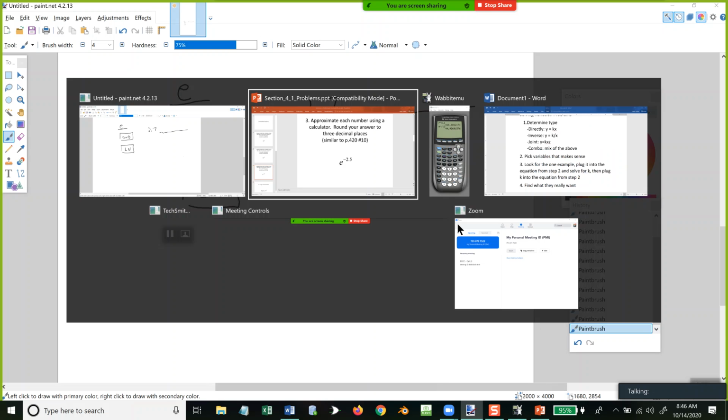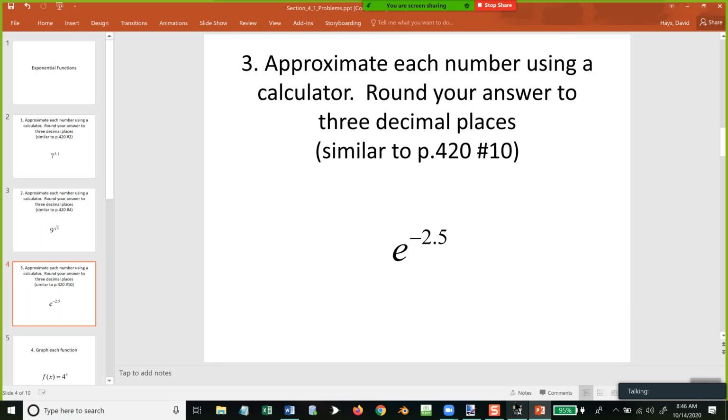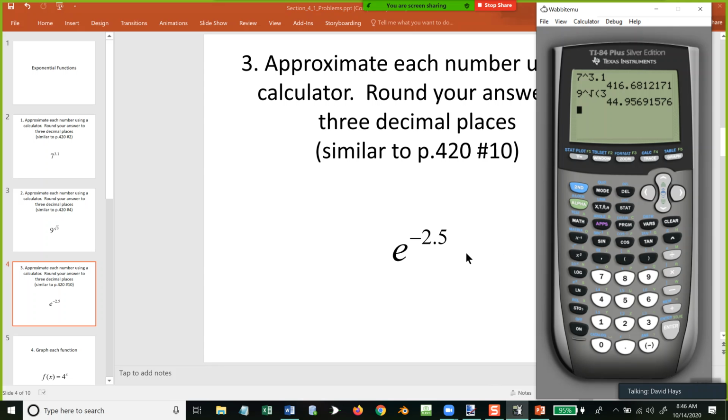So, e to the negative 2.5 power. I'll do my second button and then push the ln. ln is down here in the bottom left. When I do that, it puts an e caret and beginning parenthesis. If you do second divide, I think it is, you just get e. It doesn't put the caret on there. Well, you almost always want to do the caret. And then I put in negative 2.5 and press enter. And rounded to 3 decimal places, our answer would be 0.082.